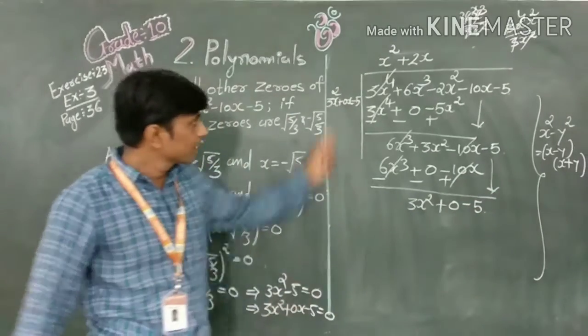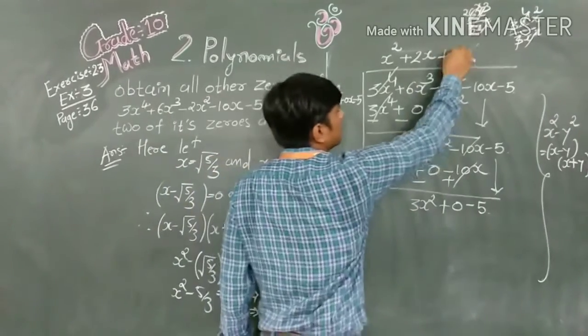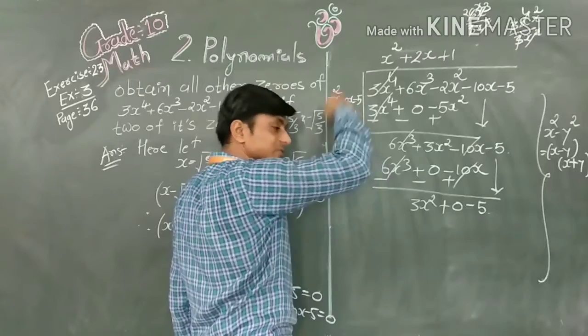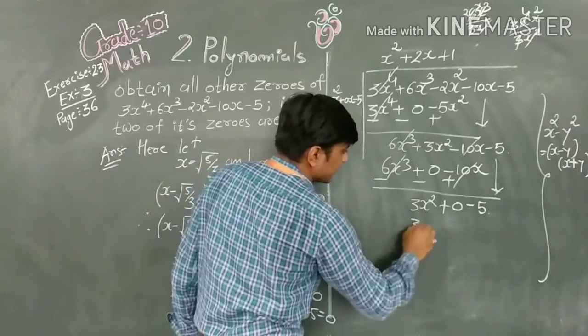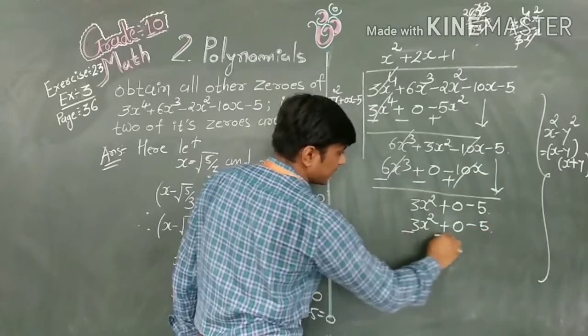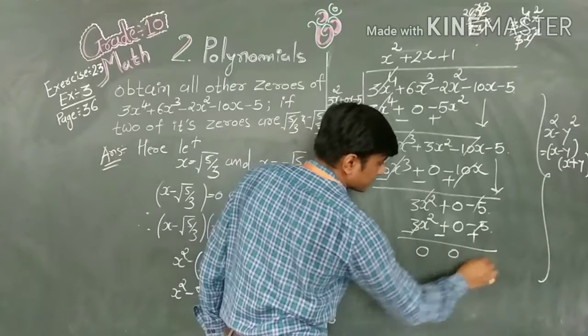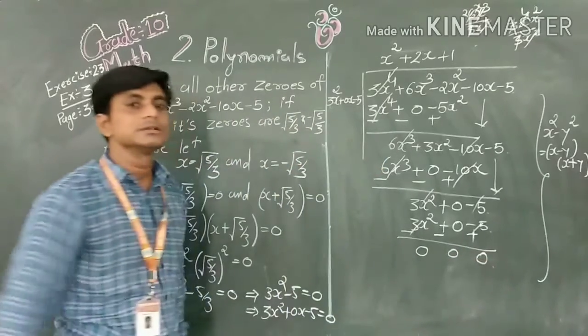Now look at the first term, both are the same, just multiply by 1. 1 into anything gives us itself. Therefore 3x square plus 0 minus 5. Now change the sign, minus plus, all are cancelled. Therefore we have 0. Remainder is 0.